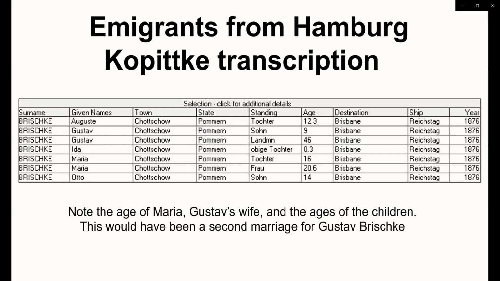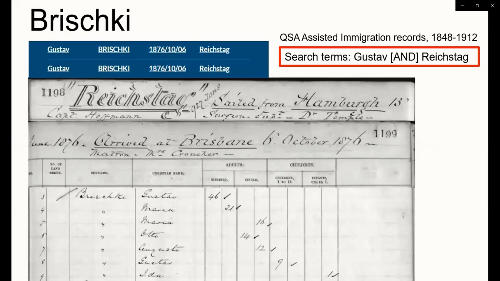Once again, this only records the family at Hamburg. We need to check that they actually arrived in Queensland. Now we know the name of the ship aboard which the family arrived, we can return to the Queensland State Archives Assisted Immigration Indexes and search again using just the name of the ship, Reichstag, and one of the family's given names, Gustav, in this instance. This allows us to see that the family had been recorded under yet another previously unknown variant of the surname, Brischke, with an I on the end.